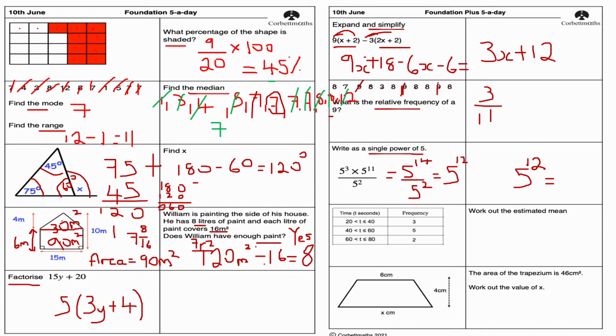Okay, next question, work out an estimate of a mean. Okay, so what I need is 2 extra columns here. Okay, I need the midpoint and the midpoint times frequency.